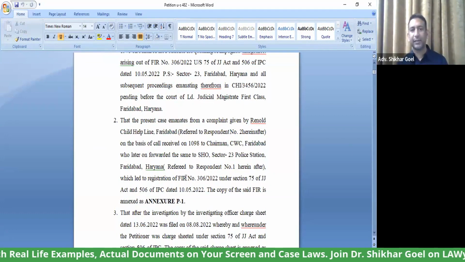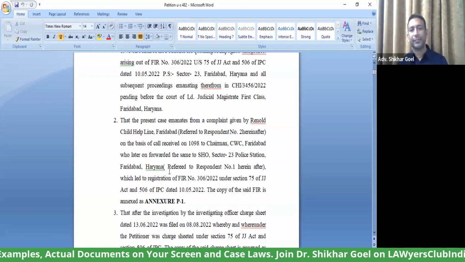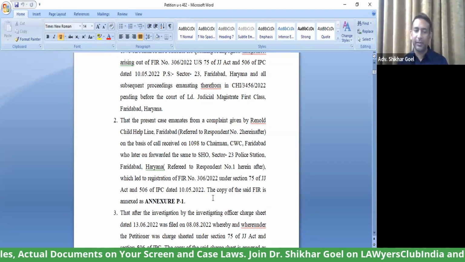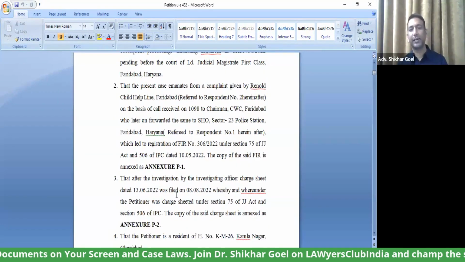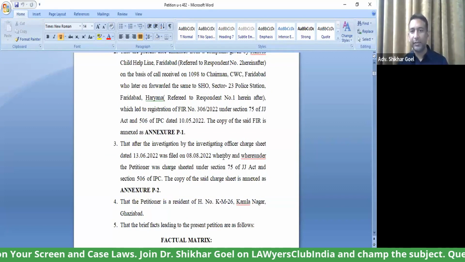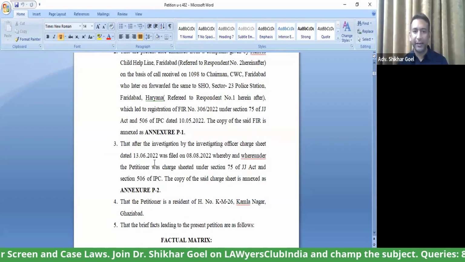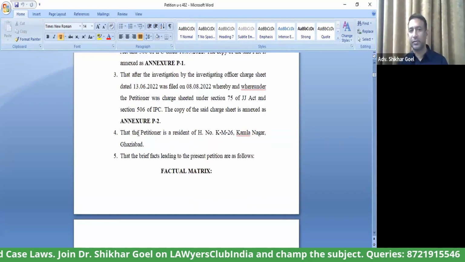So in this case, there was this Child Helpline Faridabad who was the complainant. Based on the father used to beat the child and blah blah blah. उसको खबर मिली माँ से, फिर वो गए. Attaches the copy of the FIR. फिर investigation जब हुई तो investigation officer ने चालान file किया on so and so date, and petitioner was charge sheeted under so and so section.